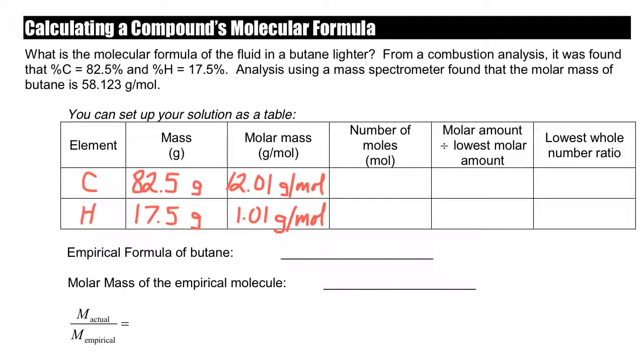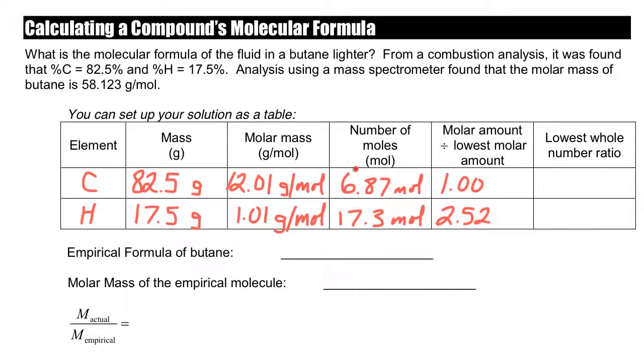So we need the molar mass in order to determine the number of moles. So when we look up our periodic table, carbon has a molar mass of 12.01 grams per mole. Hydrogen has a molar mass of 1.01 grams per mole. Using our formula, mass divided by molar mass, we can calculate the number of moles of each element in our 100 gram sample. And now we're going to continue on to find what's the ratio of carbon to hydrogen.